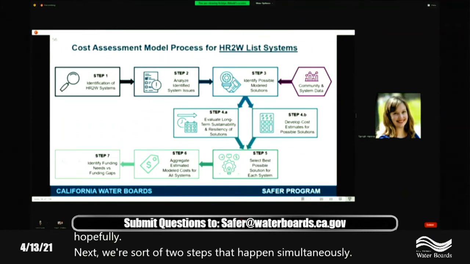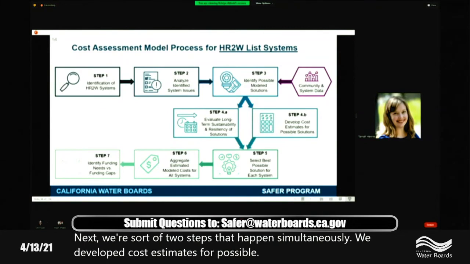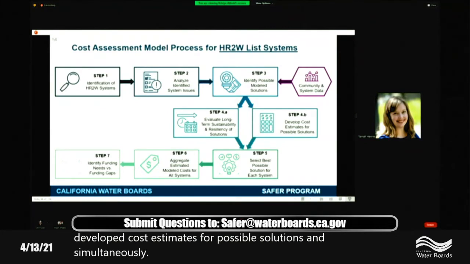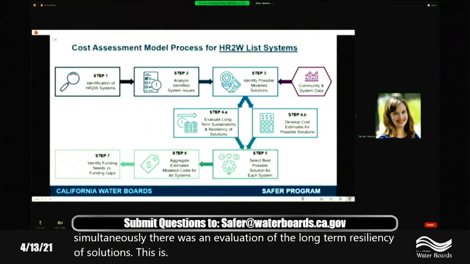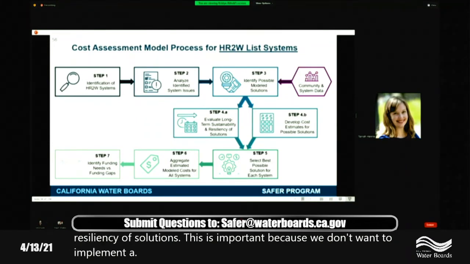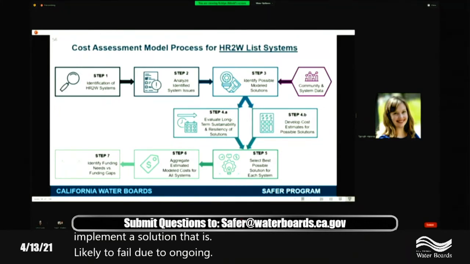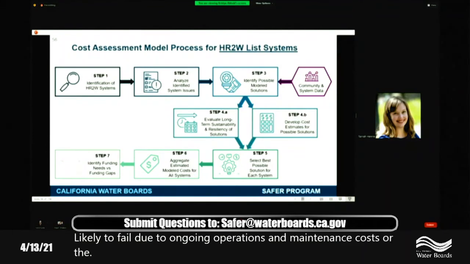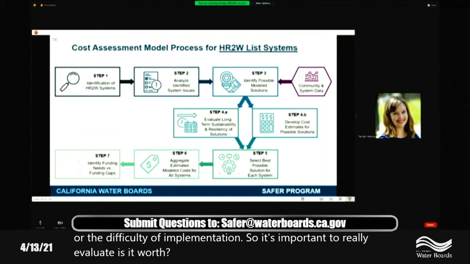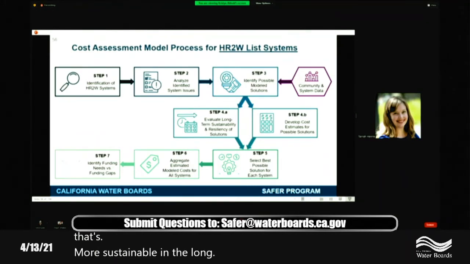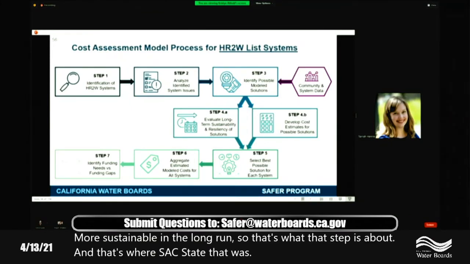We developed cost estimates for possible solutions, and simultaneously there was an evaluation of the long-term resiliency of solutions. This is important because we don't want to implement a solution that is likely to fail due to ongoing operations and maintenance costs or the difficulty of implementation. So it's important to evaluate: is it worth spending a little extra money to get a solution that's more sustainable in the long run? That's what that step was about, and that was Sac State's portion of the project.